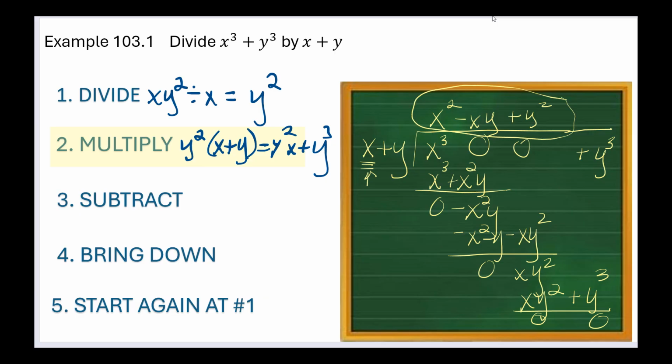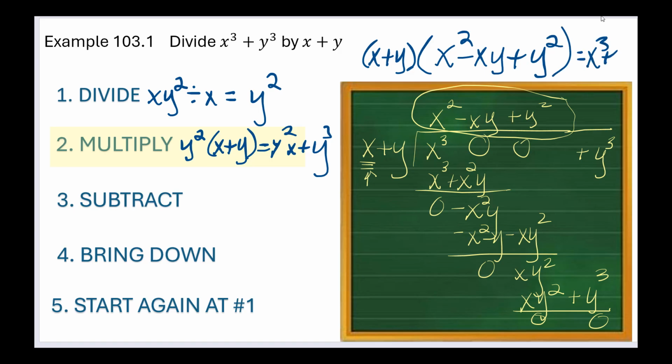And what does this tell me? You know that when you multiply x plus y times x squared minus xy plus y squared, you should get x cubed plus y cubed. And so what you just discovered here is that x cubed plus y cubed, which is the sum of two cubes, is actually factorable. It can be factored. There it is. There's the factorization. X plus y times x squared minus xy plus y squared is equal to x cubed plus y cubed. So if you ever saw a sum of cubes in a problem, you would know you can factor that.